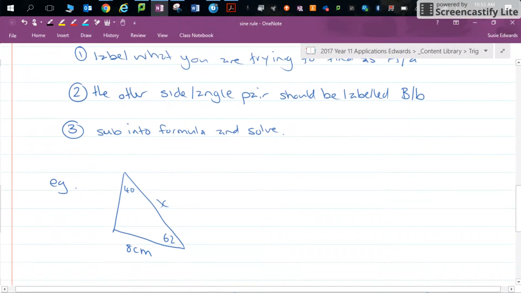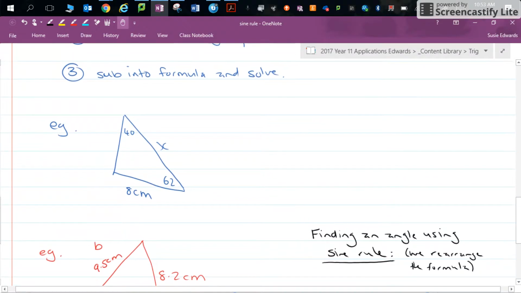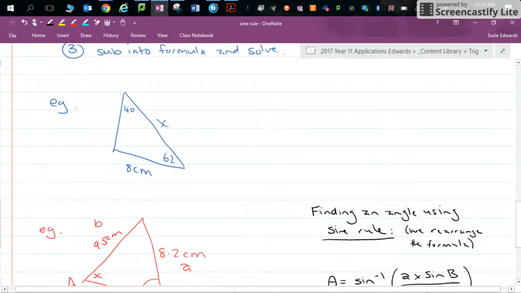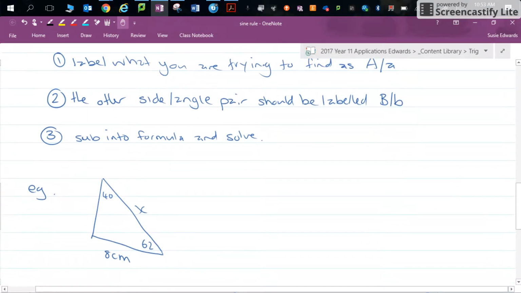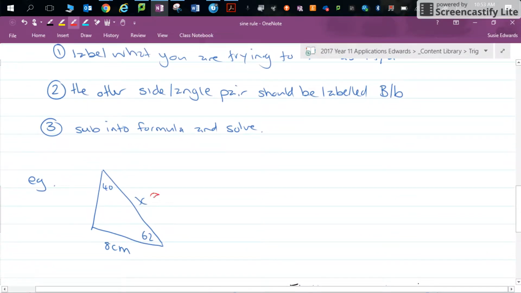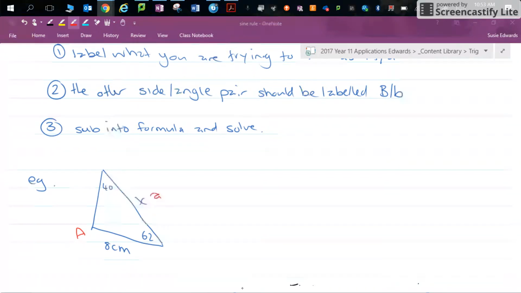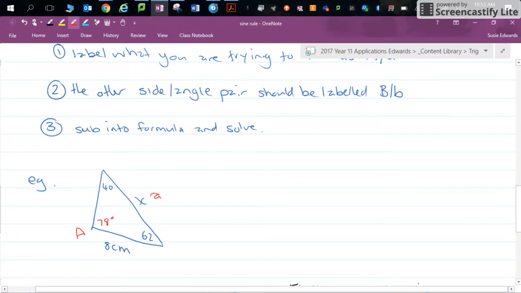So if we have a look at the next one, let's try another example. For this one, if we label what we're trying to find as A, we're going to find a problem straight away. If this one's A, therefore we need to know this angle. But you can work that angle out very easily, because 3 angles in a triangle add up to 180 degrees. And so this is 78 degrees. So that's A and capital A.